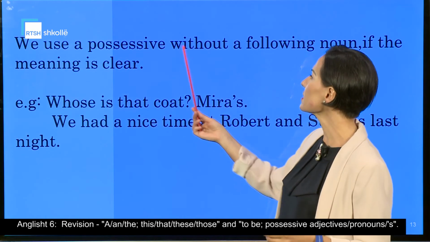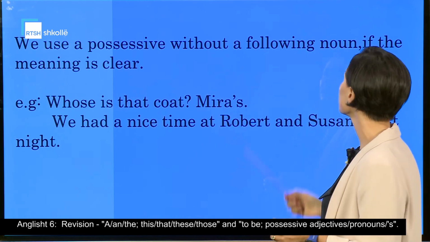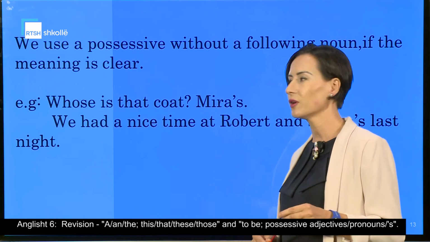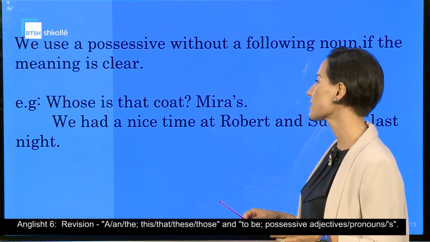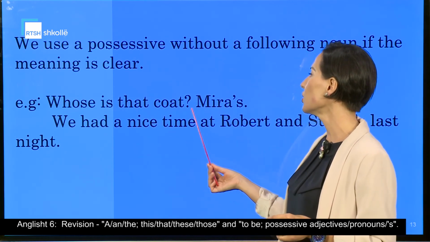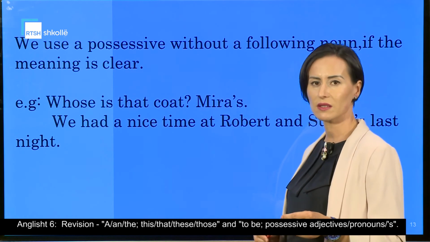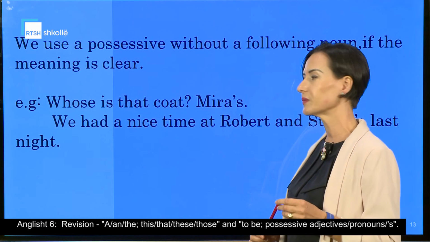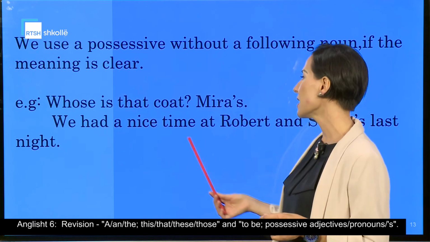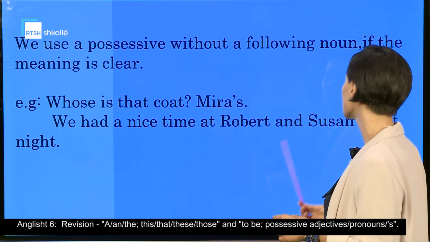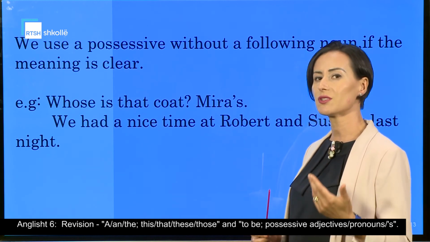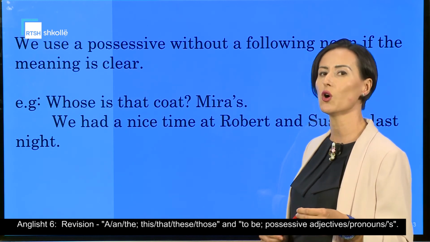We use a possessive without a following noun if the meaning is clear, as in the following examples. Whose is that coat? Mira's. So it's Mira's coat. It belongs to her. We had a nice time at Robert and Susan's last night, which means at Robert and Susan's home.